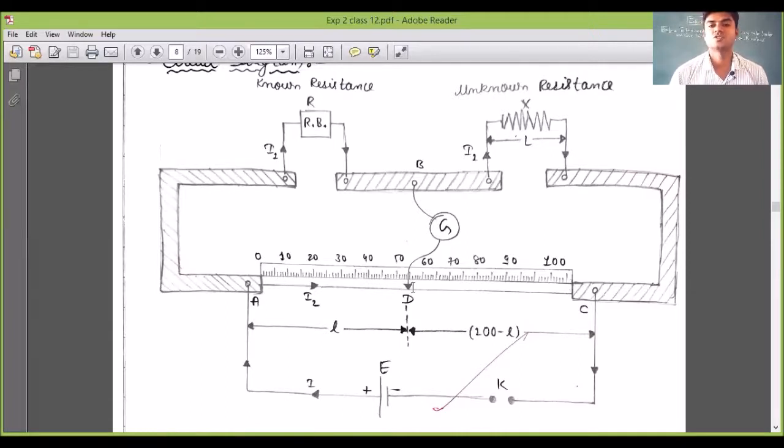We will slide this jockey and see the null point, and in between these terminals we have connected a battery and a key. Positive terminal here, negative terminal here, and a key. So we will see this circuit diagram in our experiment also. Then we'll see the procedure. First of all, by the way, we have to calculate the diameter of the wire. So let us see that.